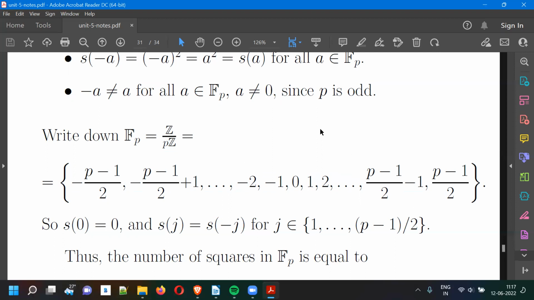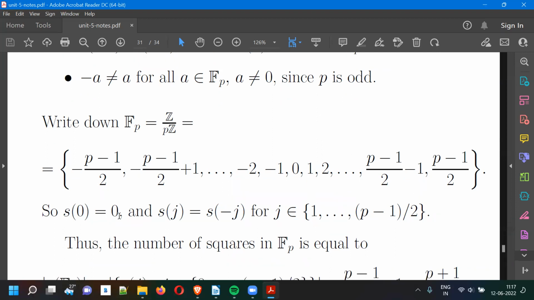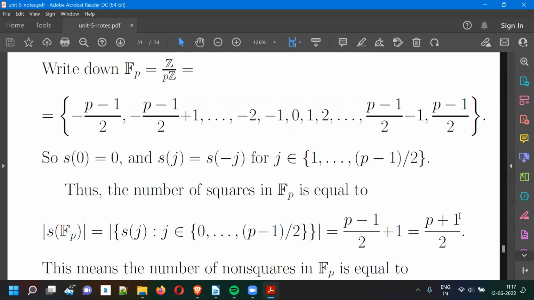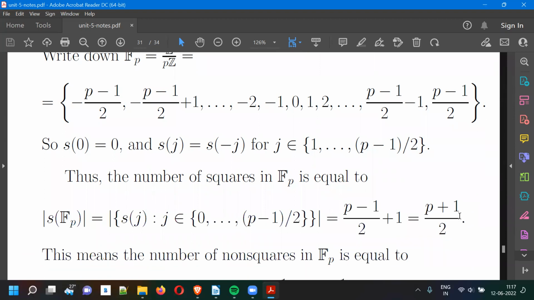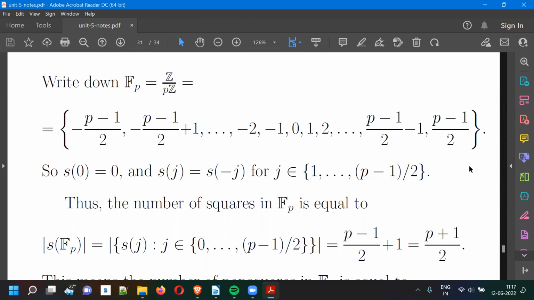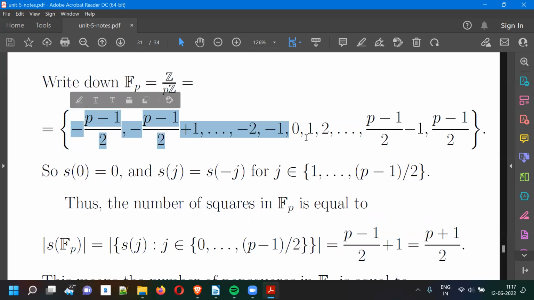Once we write down this, what do we see? S of 0 is equal to 0, squaring map, and S of j is equal to S of minus j for any j between 1 to (P minus 1)/2, because of the property of squares. So how many squared elements are there? Can you guess? Any S of j is equal to S of minus j, correct? So when I look at squares of non-zero elements, I don't need to look at both sides. I only need to look at either the positive side or the negative side. So I look only at the positive side and that is enough.